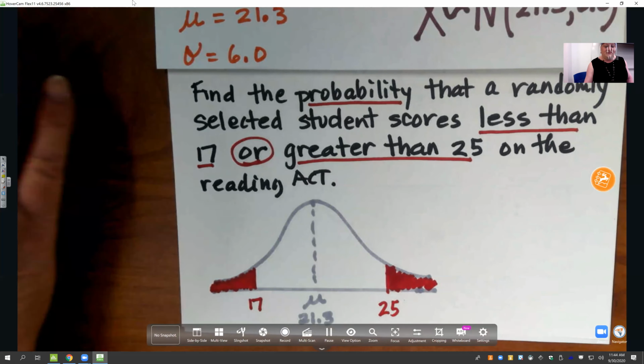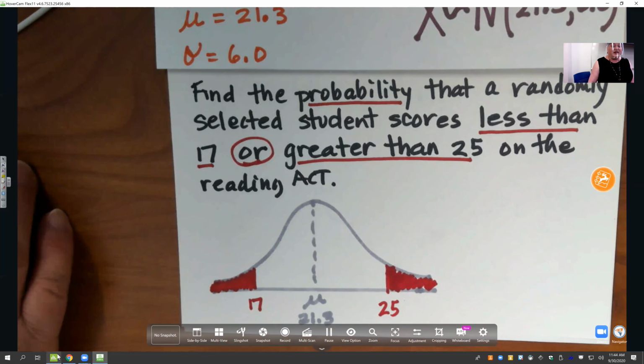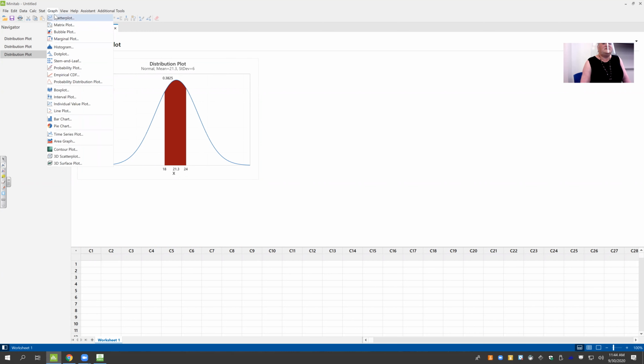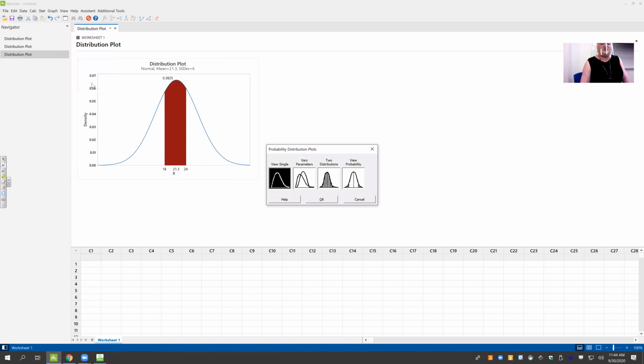I can't remember off the top of my head what Minitab calls this one, so we'll write it down in just a minute. Okay, so go back to Minitab. Same commands. Graph, probability distribution plot, view probability.